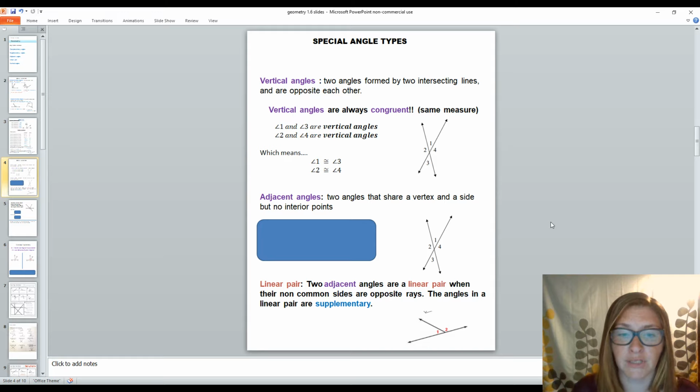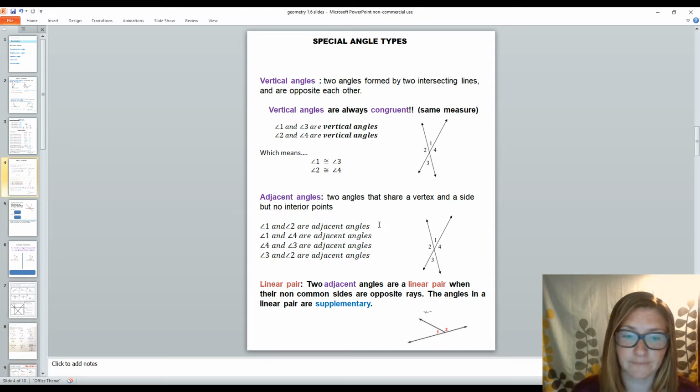Now we're going to look at adjacent angles. It says two angles that share a vertex and a side, but no interior points. So adjacent angles are like neighbors. They are right next to each other. So I can say in this diagram, 1 and 2 are right next to each other. Angle 1 and 4 are next to each other. Angle 4 and 3 are next to each other. Angle 3 and 2 are next to each other. Those are all adjacent pairs, which I have listed here.